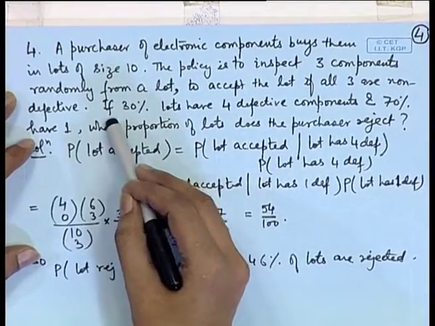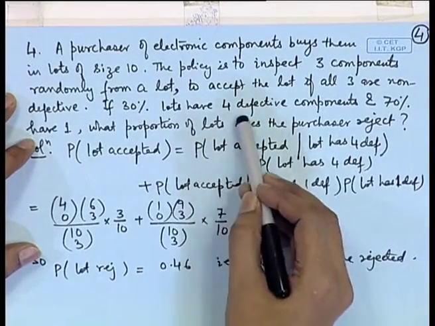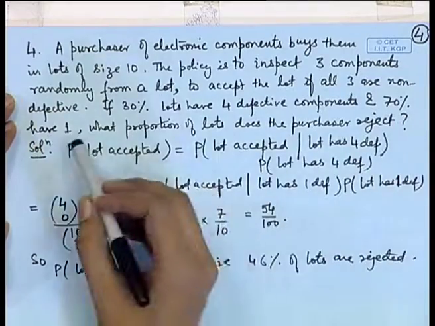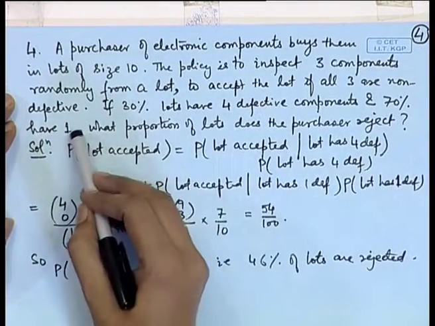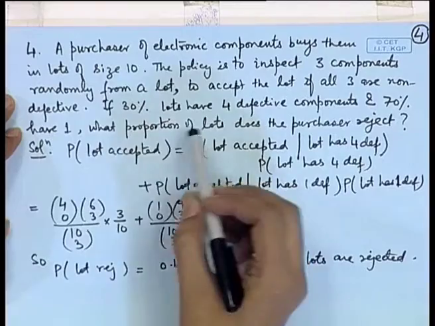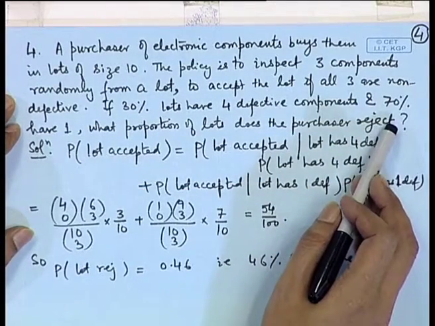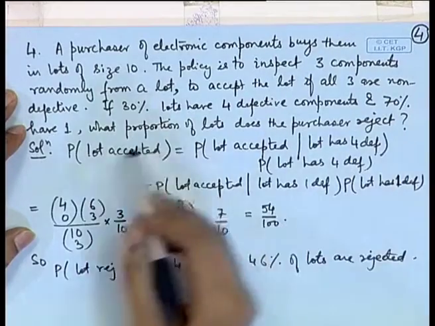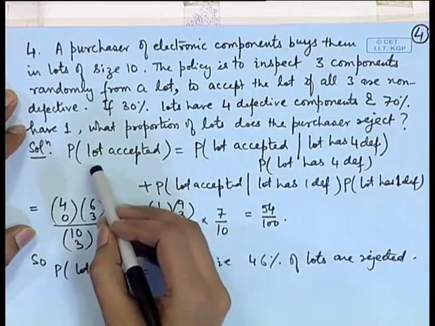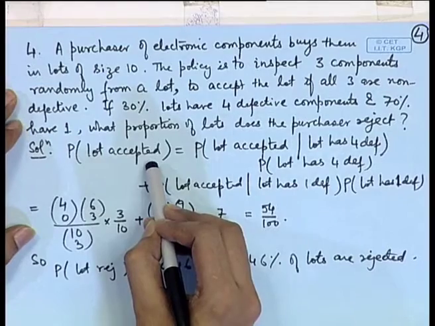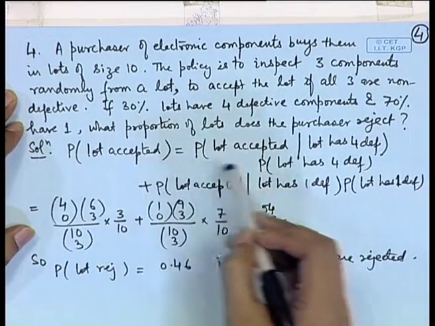Now, it is known to us that 30% of the lots have 4 defective components and 70% of the lots have 1 defective component. So, in general, what proportion of lots the purchaser will be rejecting? In place of probability of rejecting, we can calculate the probability of lot getting accepted. So, the lot is accepted.